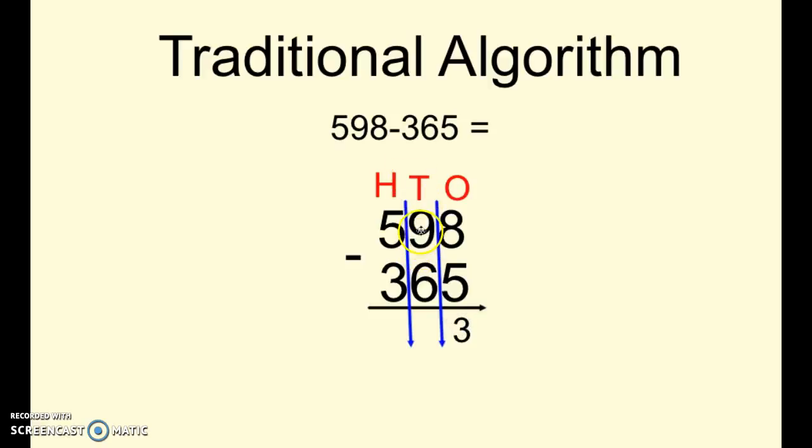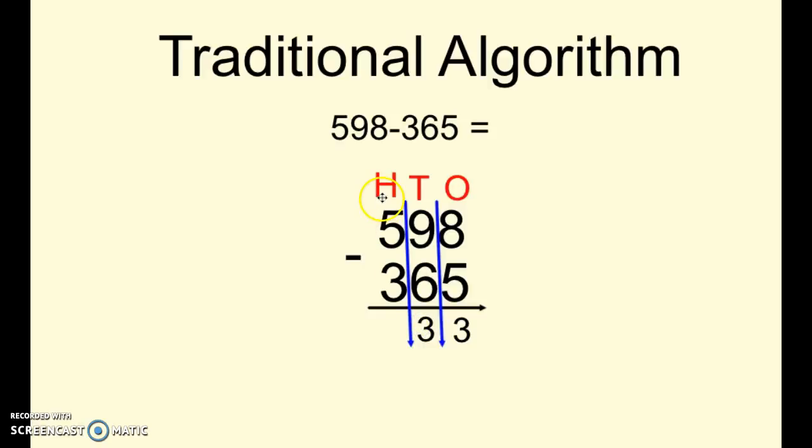Now I'm in my tens column. This is 90 minus 60, not 9 minus 6. It's 90 minus 60. I know that's a 30. And how do I represent a 30? If it's in the tens place, I put a 3. So this 3 is really representing 30.